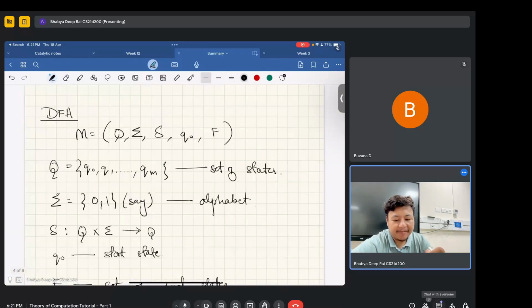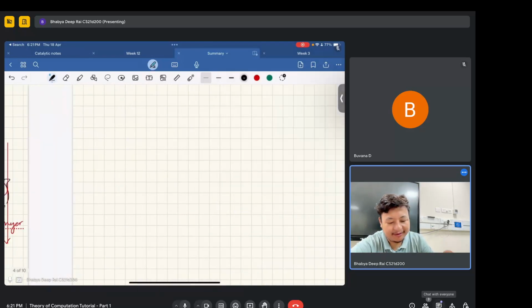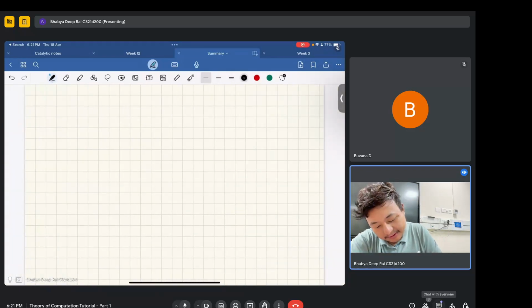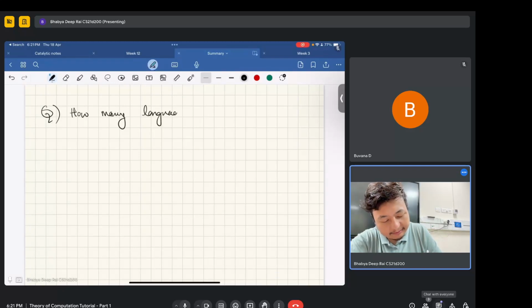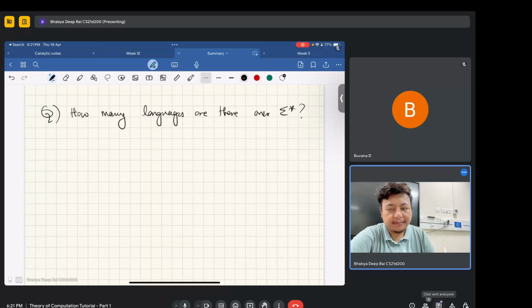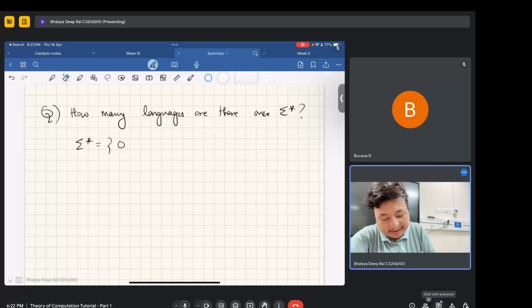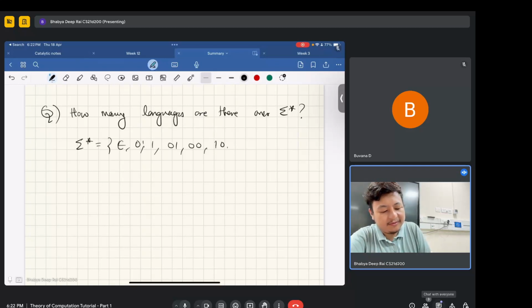Before I move on, here is another exercise problem. The question is, how many languages are there over sigma star? So what does sigma star look like? Sigma star is like this: epsilon, 0, 1, 00, 01, 10, 11, and so on, keeps going on like that, right?